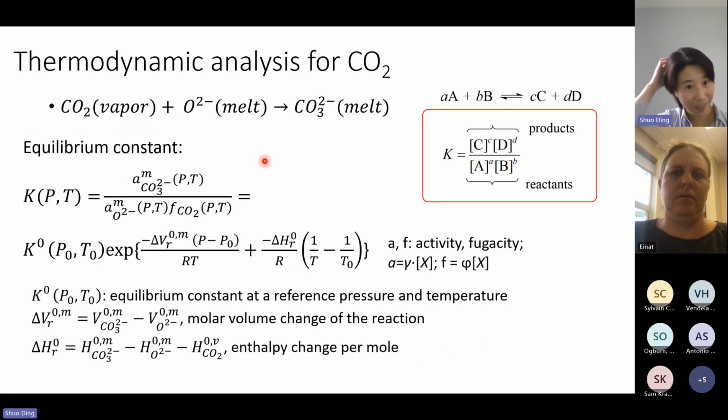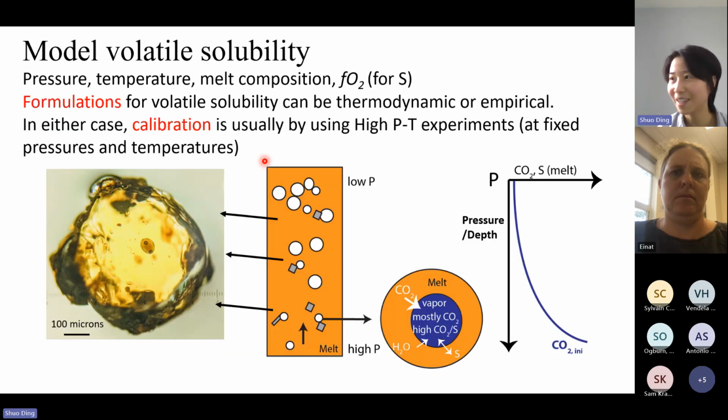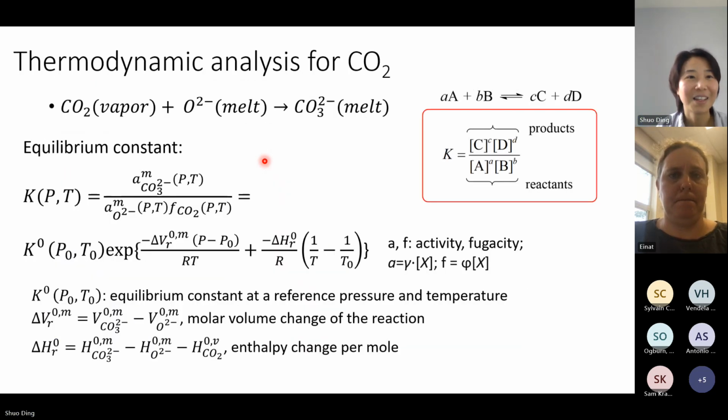Is there any question actually? No? Okay, cool. So now we can go to each volatile.